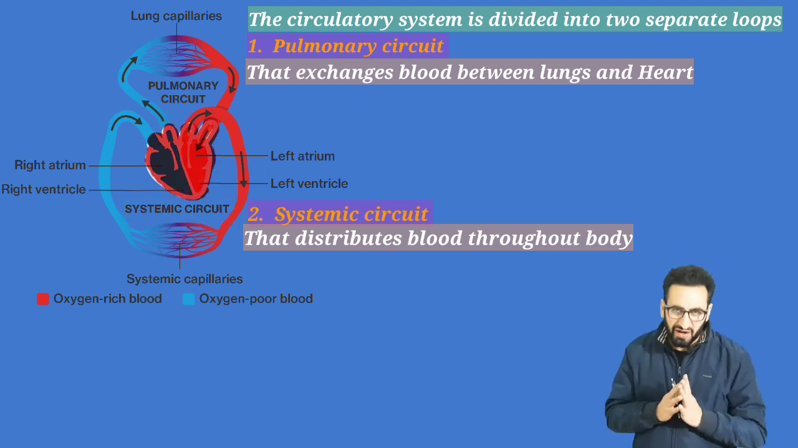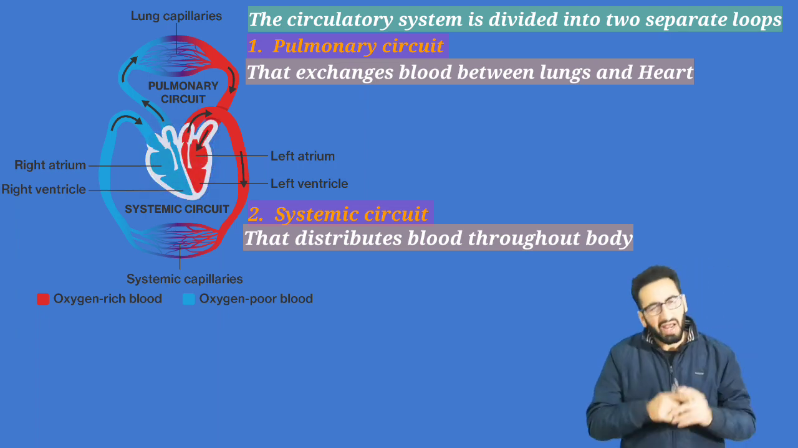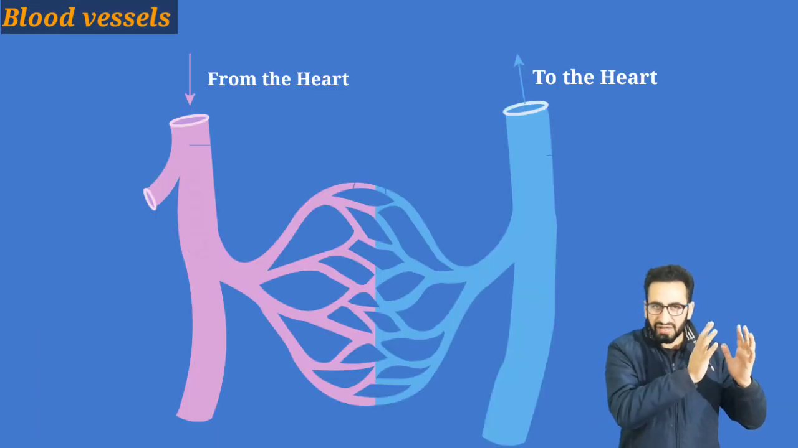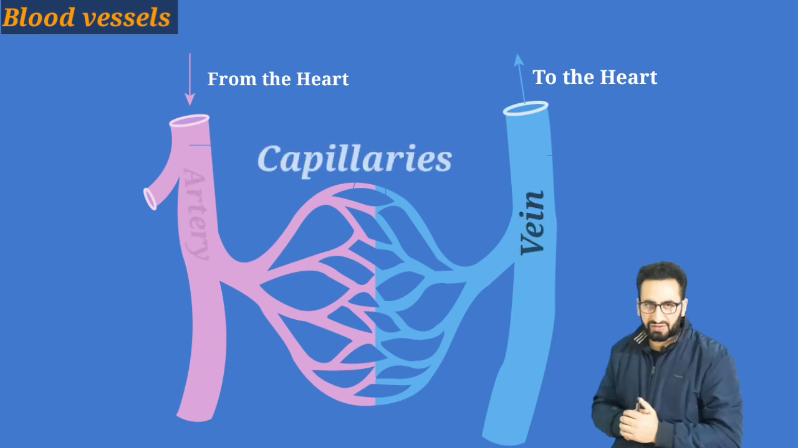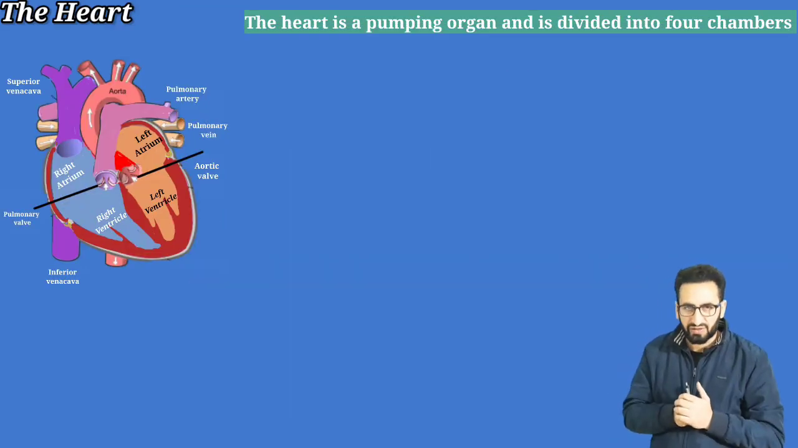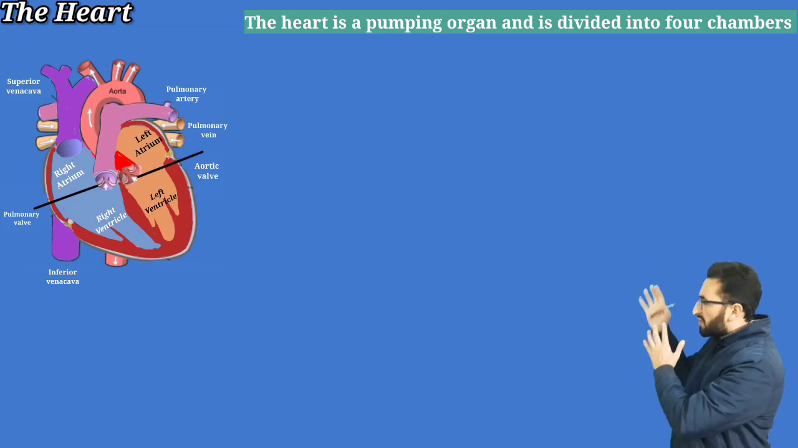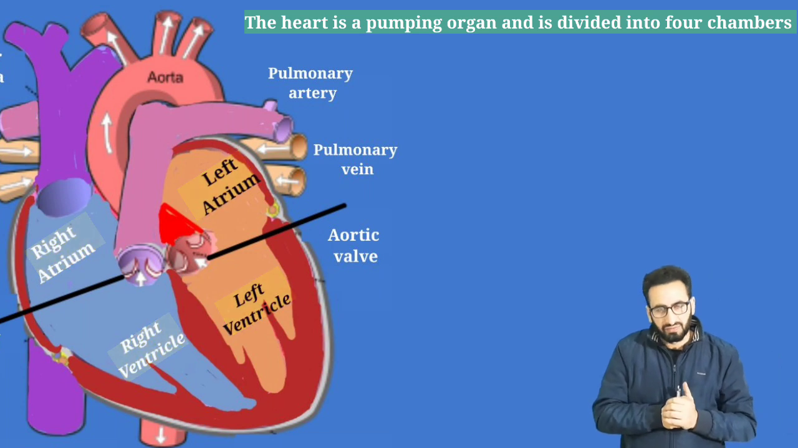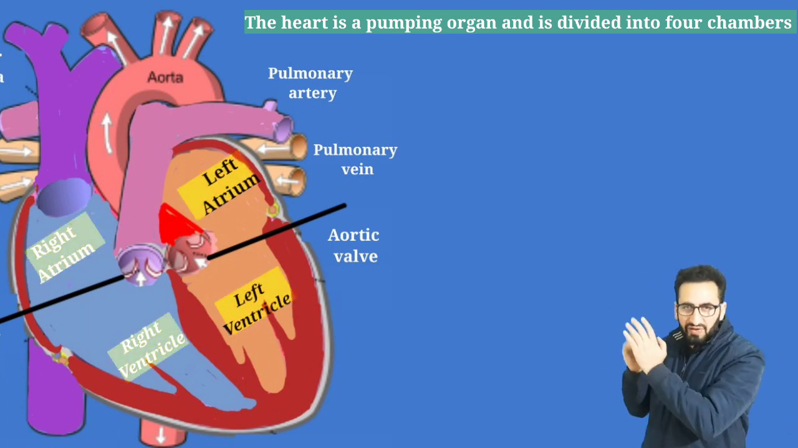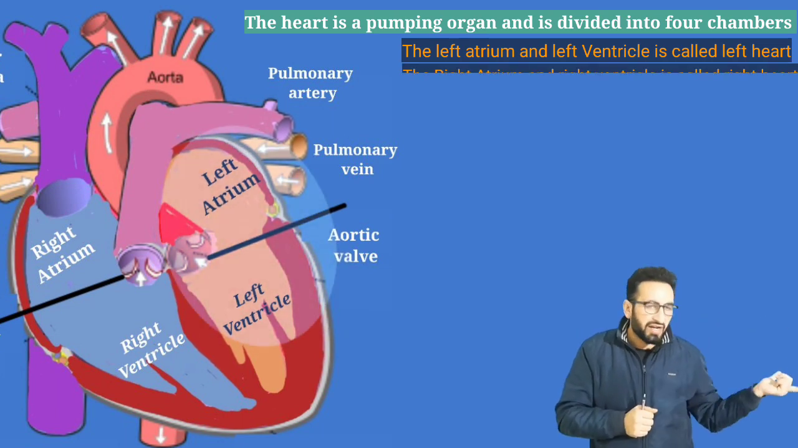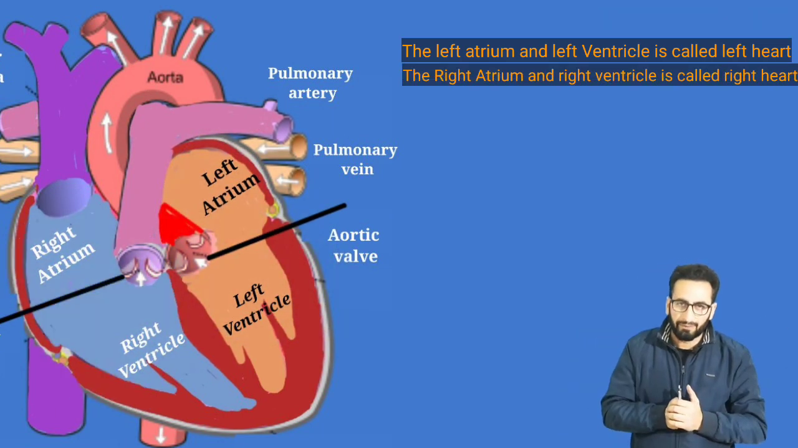Now the question arises, how does the circulatory system actually work? The circulatory system functions with the help of blood vessels that include arteries, veins and capillaries. The heart is a pumping organ and is of muscular nature. The heart is divided into four chambers, two atria and two ventricles. The left atrium and the left ventricle are called the left heart. The right atrium and the right ventricle are called the right heart.